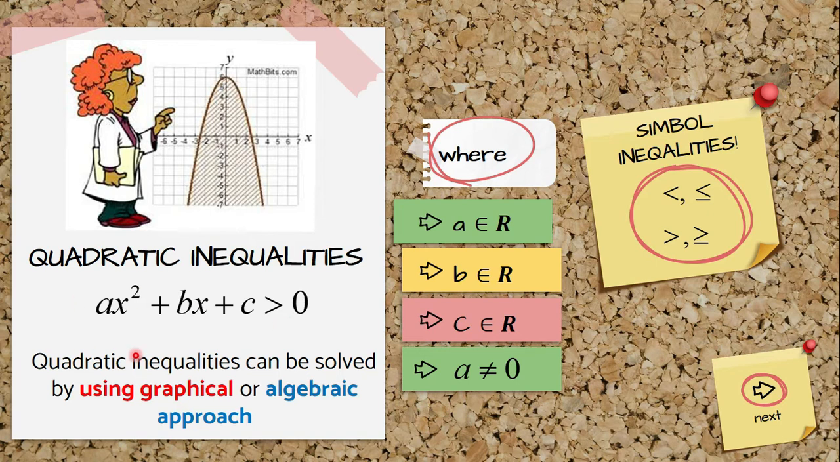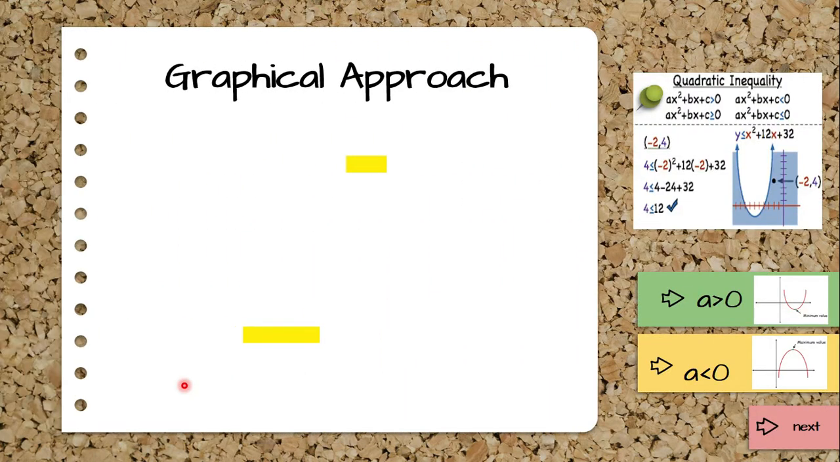Okay, the quadratic inequalities can be solved by using two methods: graphical approach or algebraic approach. For this video, I want to focus on the graphical approach. For the quadratic, it is better we apply the graphical approach. So how to solve using the graphical approach?